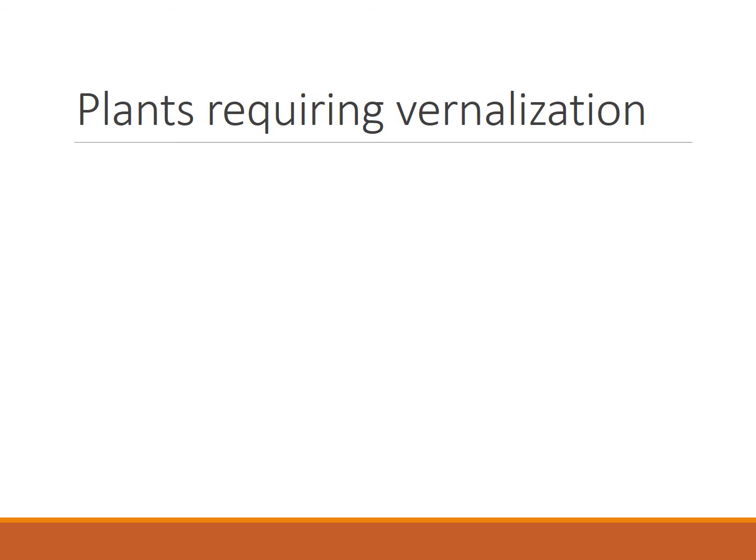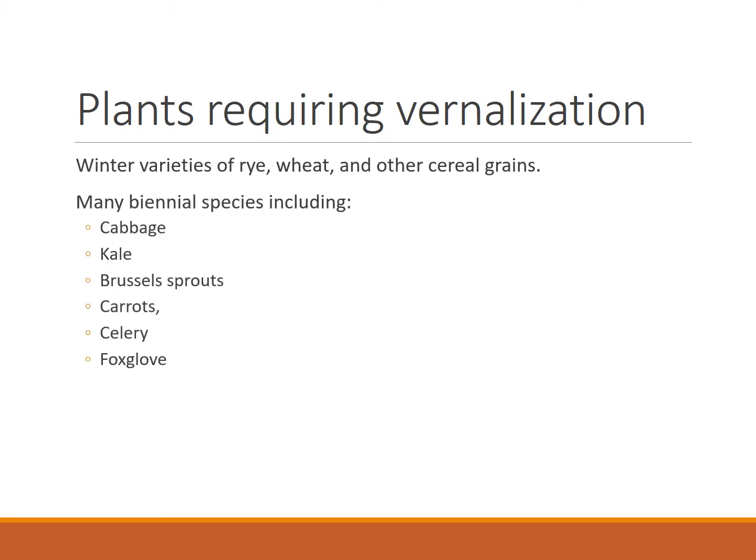A few examples of plants that require vernalization: the winter varieties of rye, wheat, and other cereal grains, and many biennial species including cabbage, kale, Brussels sprouts, carrots, celery, and foxglove. So let's take a look at some pictures and a few examples.